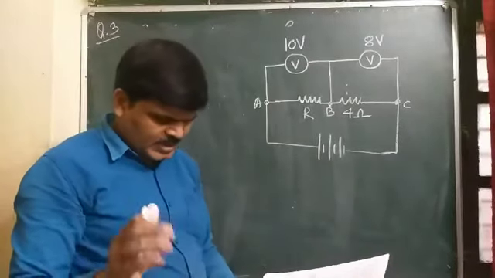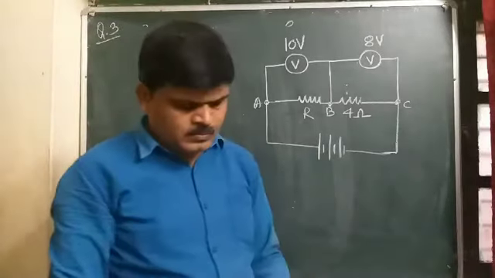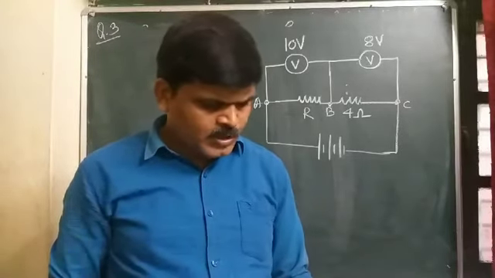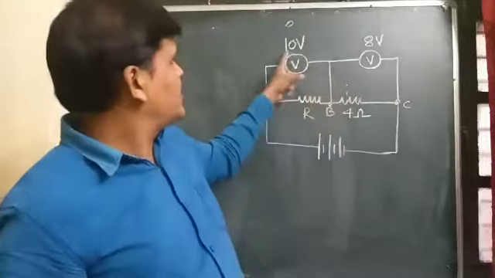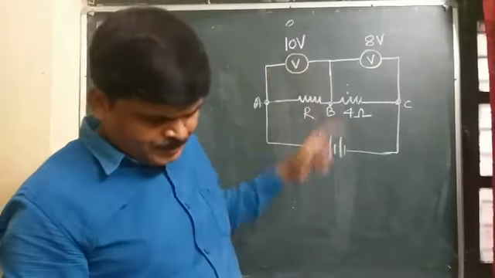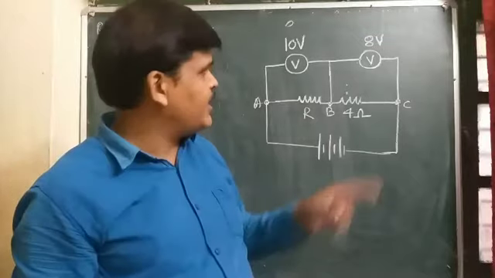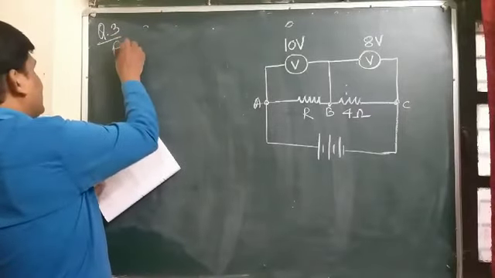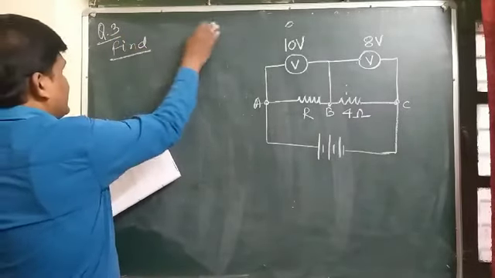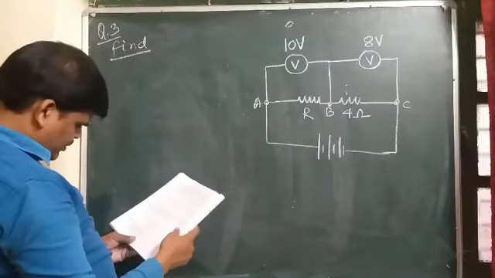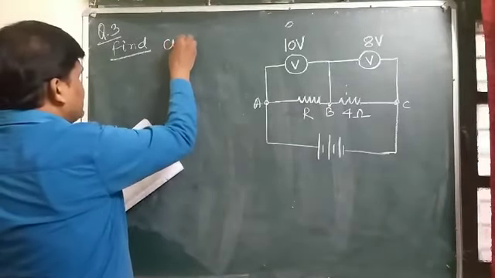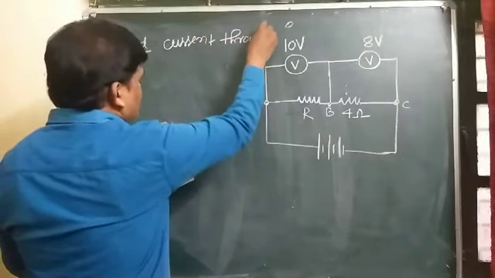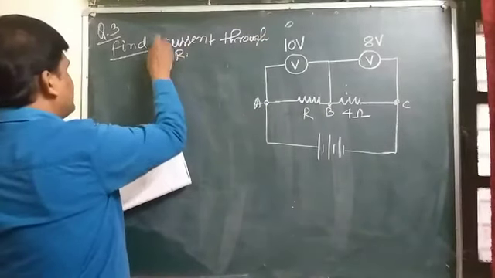And student, listen carefully. Consider the circuit as shown in the figure. The voltmeter on the left reads 10 volt, and that on the right reads 8 volt. We have to find, first, the current through the resistance R.